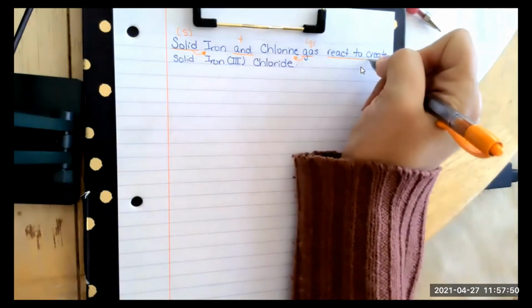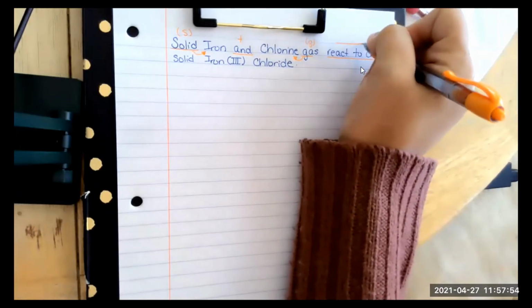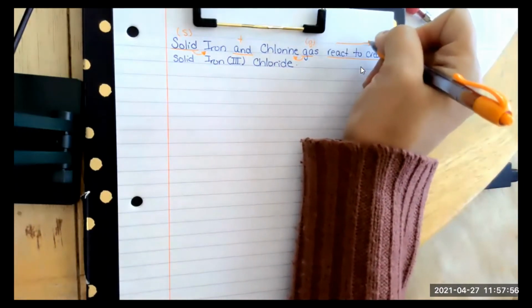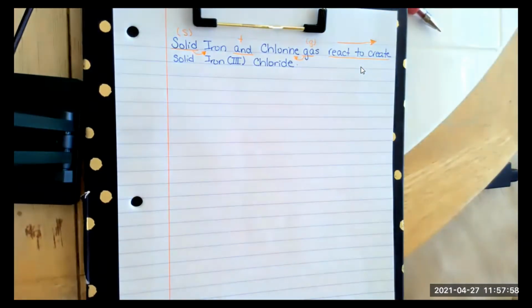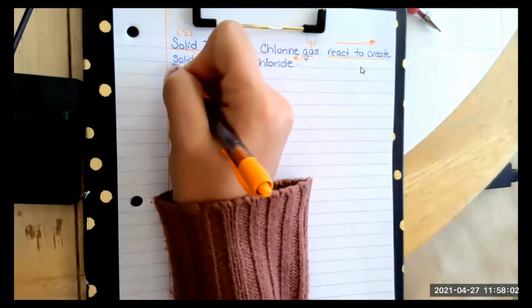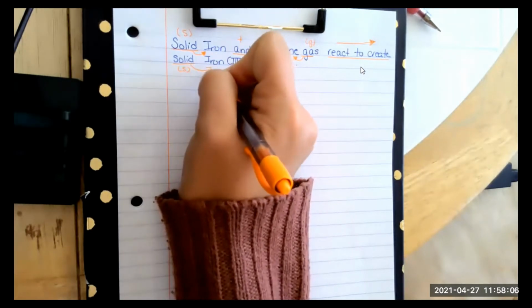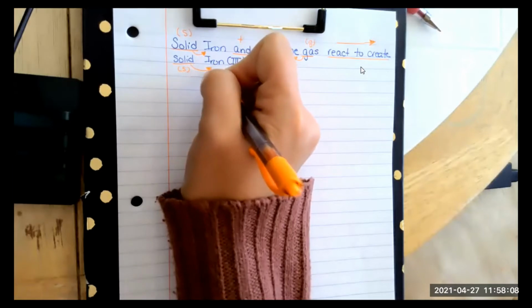React to create, that is your arrow. That whole sentence literally just means you're going to put your arrow there. And then solid iron 3 chloride, that solid, again, is written like this, and that goes with iron 3 chloride.